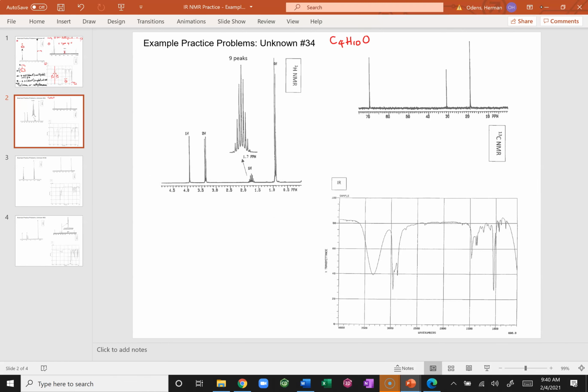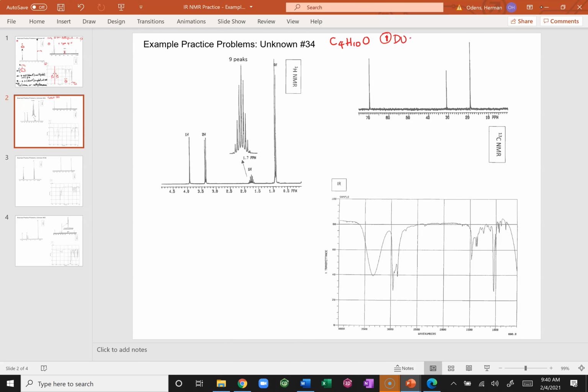I have C4H10O. All right, I'm going to calculate. Number one thing I'm going to do, find the DUs. So DU will be equal to 2 times 4 plus 2, because I don't have a nitrogen, minus 10, divide all that by 2. I get 2 times 4 is 8, plus 2 is 10, 10 minus 10 is 0. All right, so I'm okay here. I don't have any degrees of unsaturation.